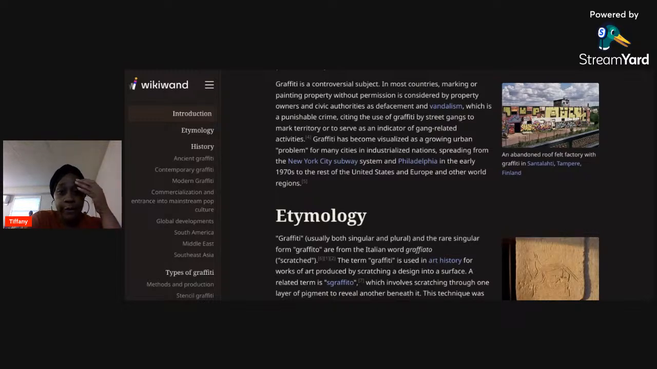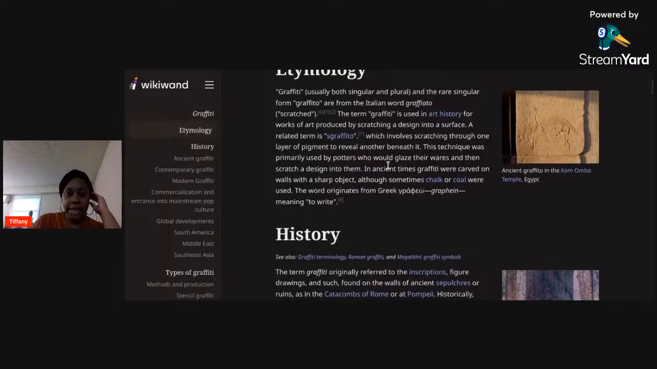Graffiti has become visualized as a growing urban problem for many cities in industrialized nations, spreading from the New York City subway system and Philadelphia in the early 1970s to the rest of the United States and Europe and other world regions. So it goes into the etymology.